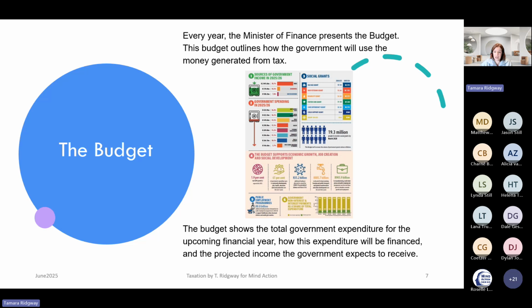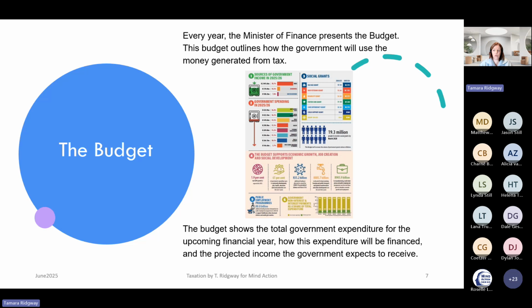The image here is just a nutshell. Again, they come out every year with stunning images that summarize everything to do with the budget speech. And it's worth unpacking again with your students. I don't like to rush this because I think if they get a bigger picture, then they'll understand all the smaller parts of that picture. The budget shows the total government expenditure for the upcoming financial year. We all know that. How this expenditure will be financed and the projected income the government expects to receive.